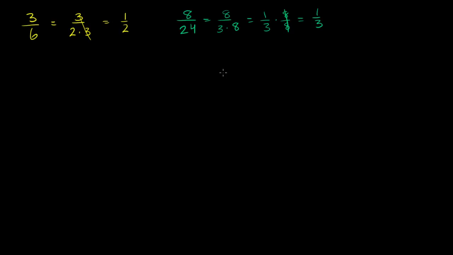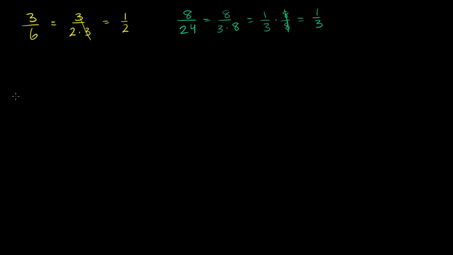The same exact idea applies to rational expressions. These are rational numbers. Rational expressions are essentially the same thing, but instead of the numerator being an actual number and the denominator being an actual number, they're expressions involving variables. So let me show you what I'm talking about.